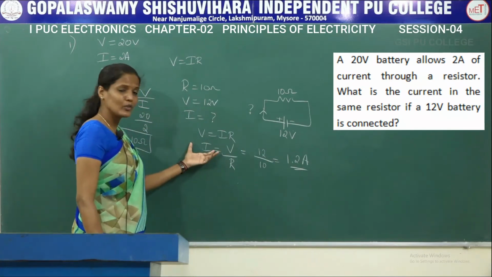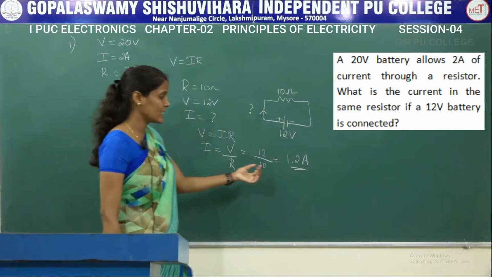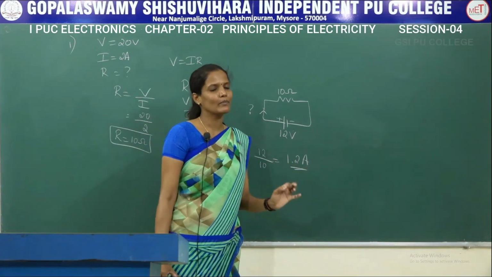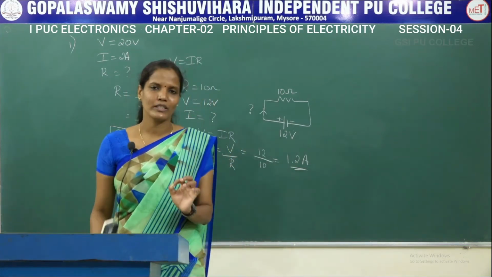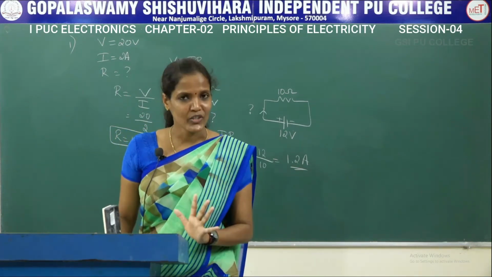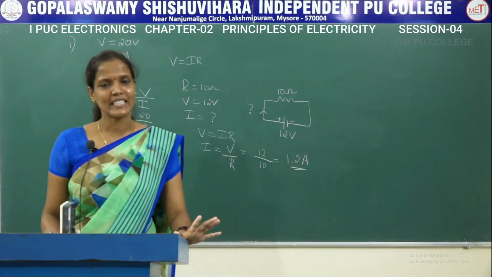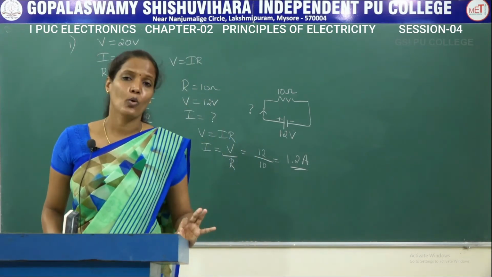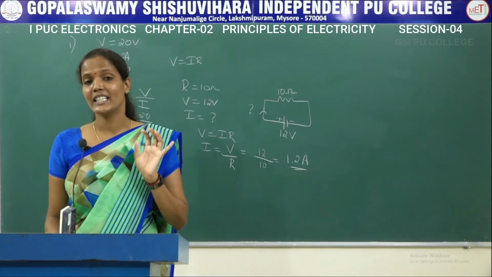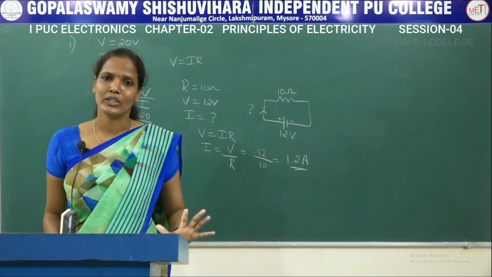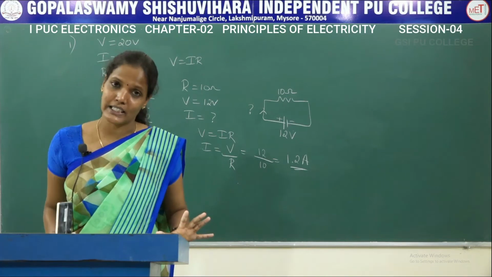Amps again, that is the unit of current. You have to mention the unit of current. If you measure voltage, the unit for that voltage is volts. If you are measuring current, the unit for current is amps. If you are measuring resistance, the unit for resistance is ohms. So you have to mention the value with its unit. Otherwise you will not get marks, okay?